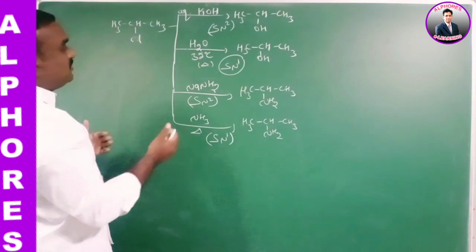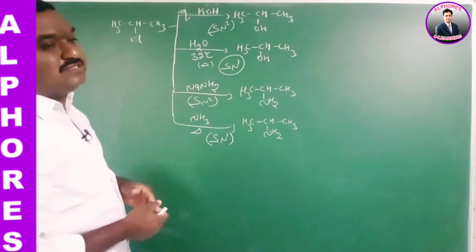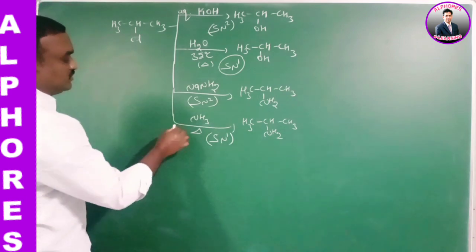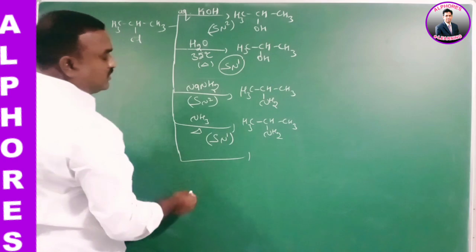So remember the simple way: if sodium, potassium, calcium is given, we have to write SN2 mechanism. That is a simple method. Here NH3 is given, so we have to write the product like this.